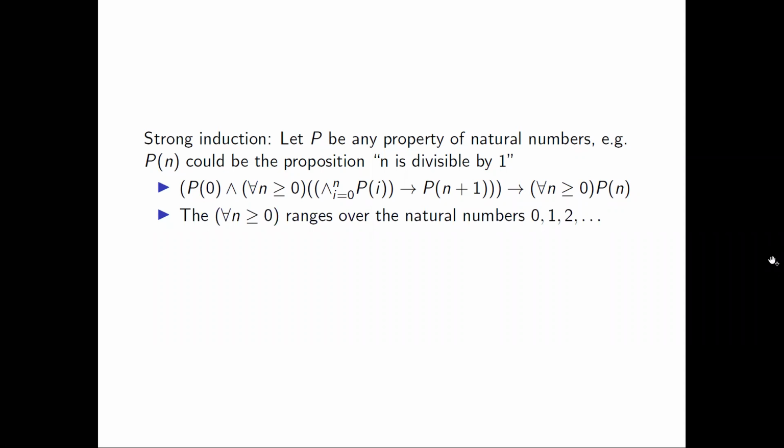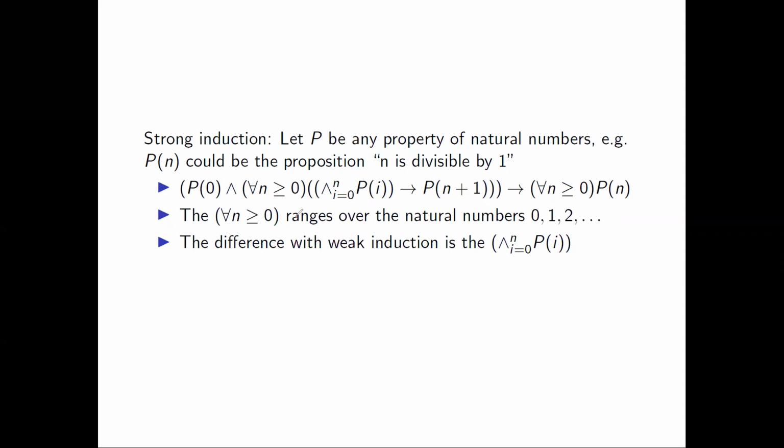I'll mention, like I did in the video for weak induction, that the quantifier, the for all n greater than or equal to 0, ranges over the natural numbers. And the natural numbers are 0, 1, 2, and so on. And I'll mention one more time, the key difference between weak induction and strong induction is just that conjunction, the one that I pointed out earlier, the conjunction from i equals 0 to n of P of i. So this part right here, that's the only difference between the weak induction and the strong induction.